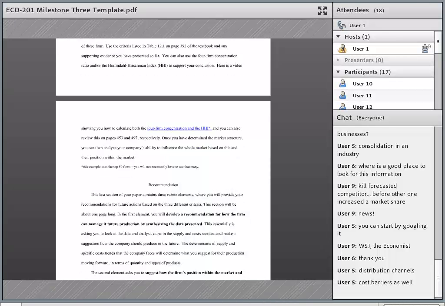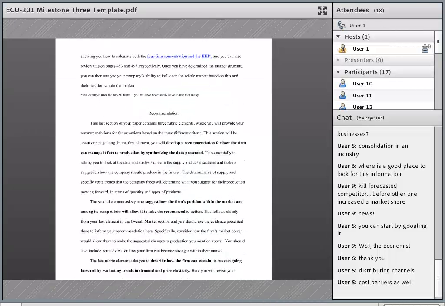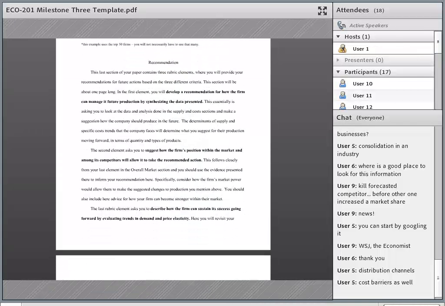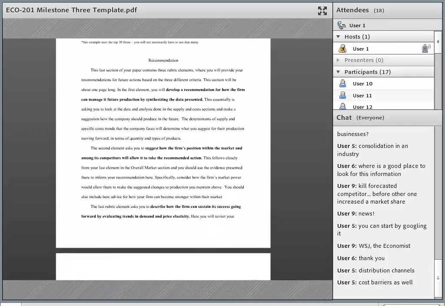All right, we only have a couple minutes left, and I know we weren't able to get through all of these last elements, so we'll try to get through them quickly. The recommendation section is very much a way to tie up all of the research that you have done in your paper so far and all the analysis that you've presented. The first one asks you to develop a recommendation for how the firm can manage its future production by synthesizing the data presented. So what we mean here is talking about what the company can do in terms of managing how they make and sell their products going forward.